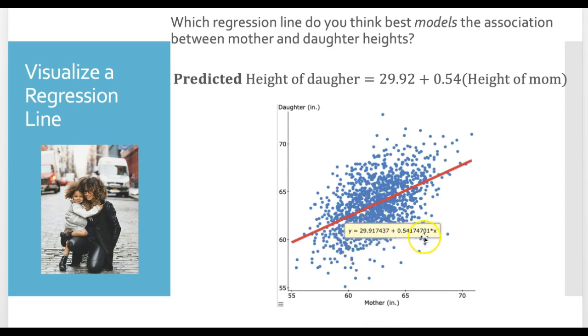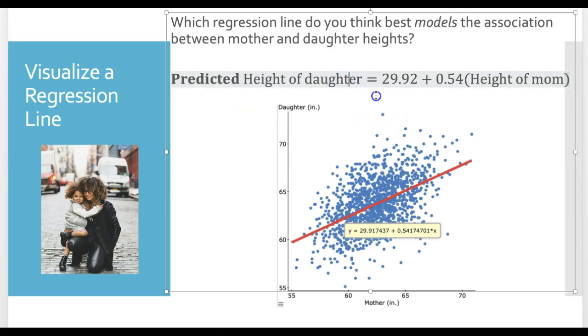But remember, this here is maybe what you see in algebra, but it's useless to us, okay? Because we always have to interpret it within the context. Just like the mean and standard deviation, calculating them is not enough. We need to know what they mean within the context, okay? So really, what this means is the predicted height of daughter is equal to 29.92 inches plus 0.54 times the height of mom.